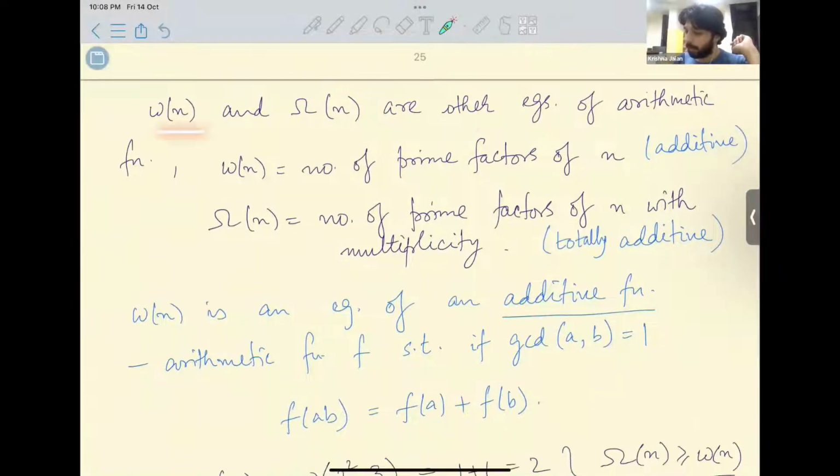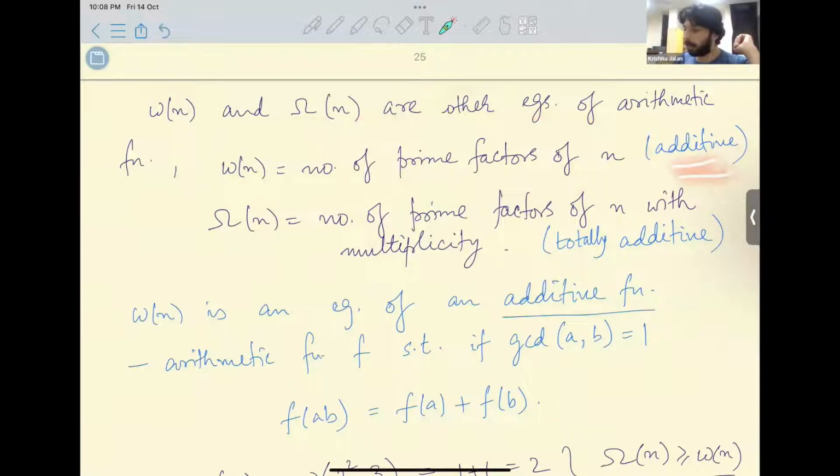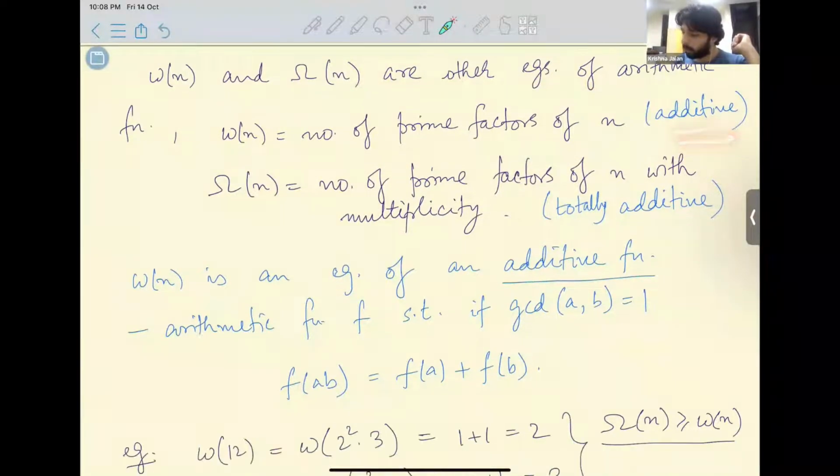So what were omega n and capital omega n that I told you? These are other examples of arithmetic functions. Omega n is the number of prime factors of n, and this is an example of what is called an additive function. An additive function is an arithmetic function such that if GCD of A and B is 1, f of AB is f of A plus f of B.